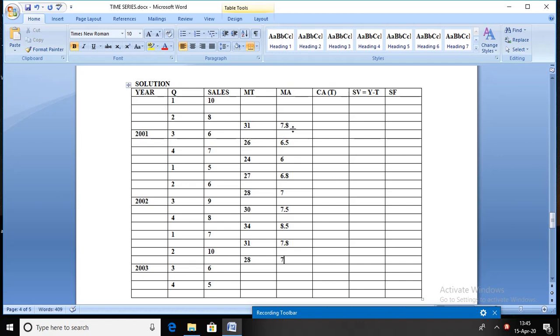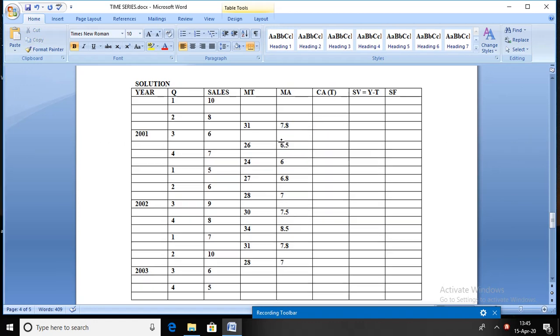What you notice here is that our moving averages are not lining up with any period of the year. They are not lining up with the quarters of the year. So what we need to do is to center those moving averages, so you get the centered moving average here. So what is the centered moving average? You'll be adding the two averages, find the average and put it right in the middle.